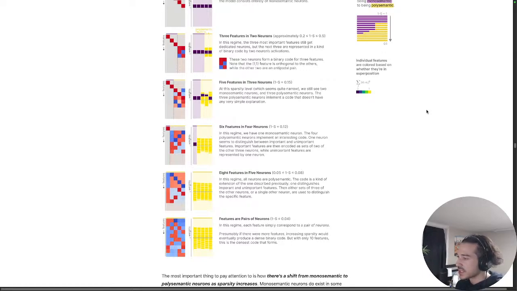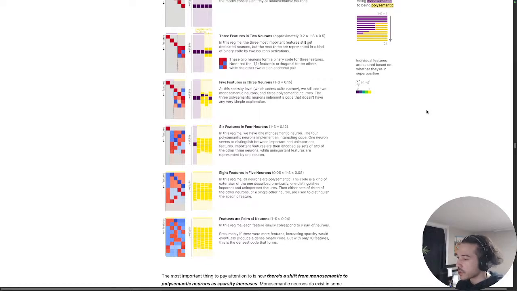8 features and 5 neurons. 1 minus s is between 0.05 and 0.08. In this regime, all neurons are polysemantic. The code is a kind of extension of the one described previously. One neuron distinguishes important and unimportant features. Then either sets of 3 of the other neurons or a single other neuron are used to distinguish the specific feature.